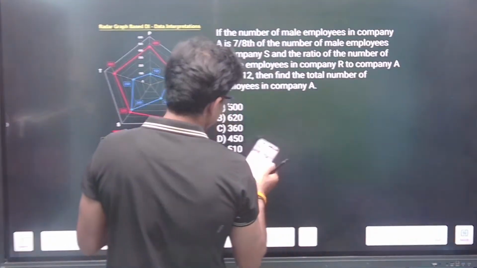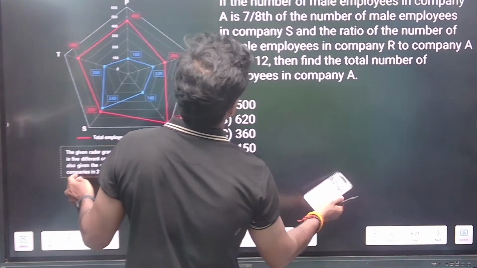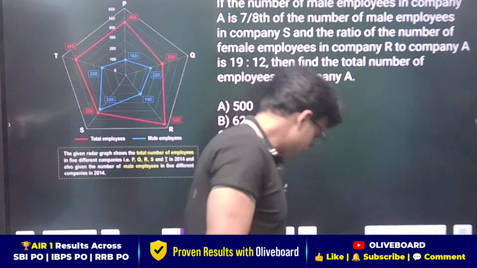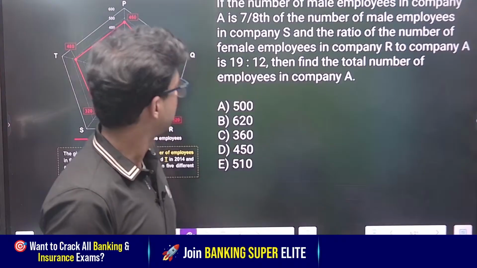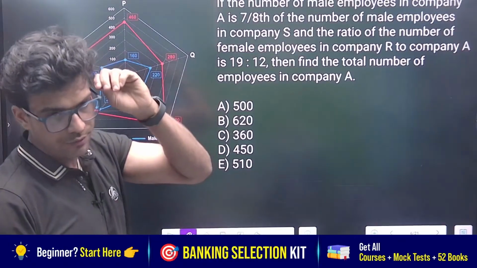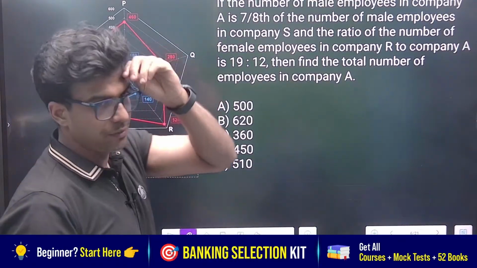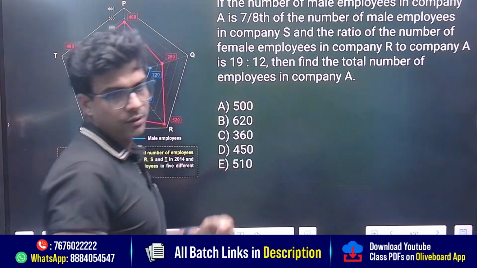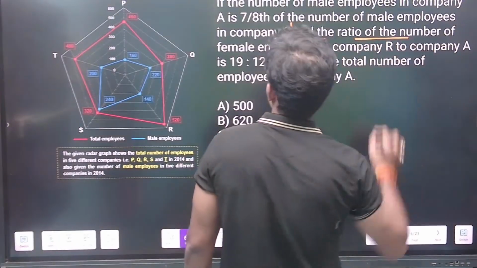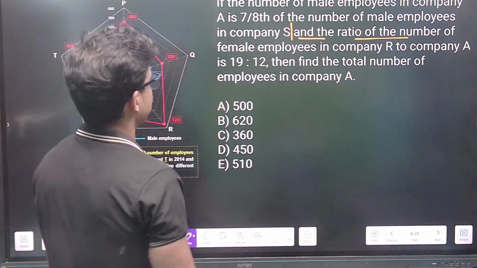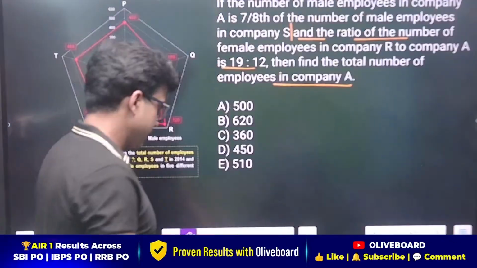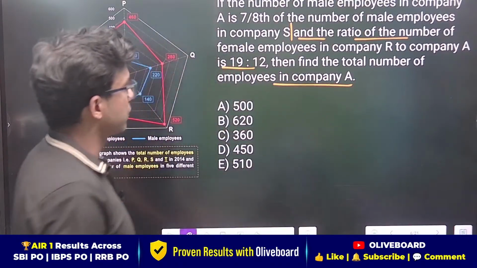Now this is question number 1. If the number of male employees in company A is 7 by 8 of the male employees in company S, and the ratio of the number of female employees in company R to company A is this much, then find the total number of employees in company A. So this is again a reverse question, first of all, a very good question.